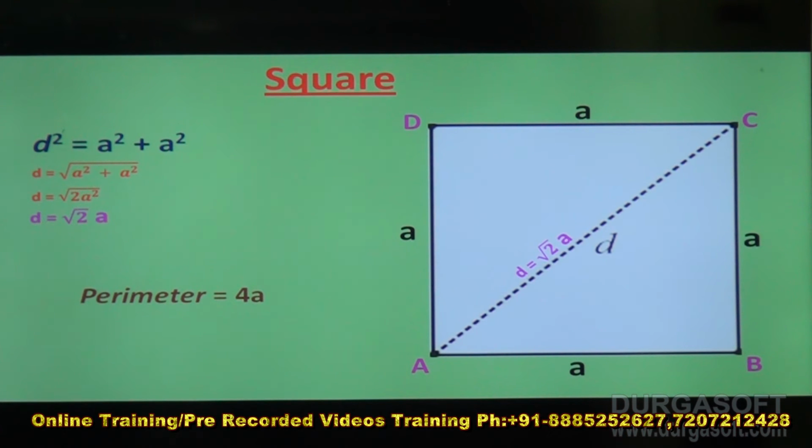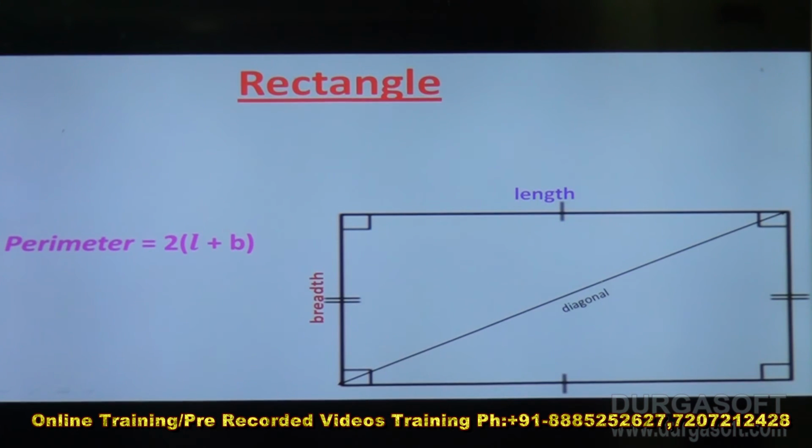Just remember, whenever it is about a square, perimeter is 4a and diameter is root 2a, and the area will be a square. So in square, just remember diameter, perimeter and the area, right? Let's talk about the rectangle.